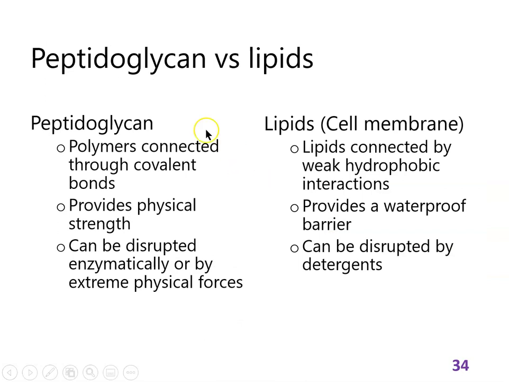Let's think about peptidoglycan and lipids. So lipids are what make up the cell membrane. Peptidoglycan is strong. And we just think about lipids are weakly connected to each other, but they make a waterproof layer. You can dissolve them using detergents. None of that is true about peptidoglycan. Peptidoglycan is connected through covalent bonds, and it's physically strong. And to disrupt it, you have to use an enzyme or an extreme physical force.